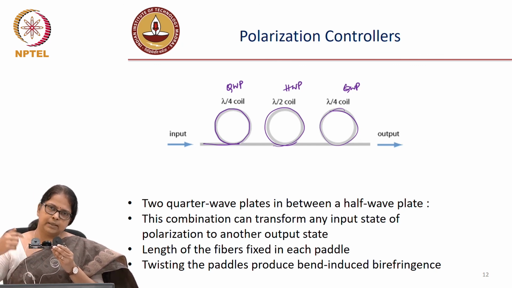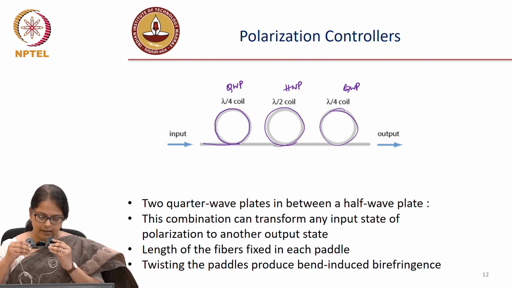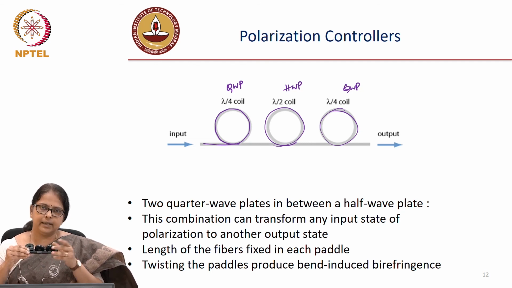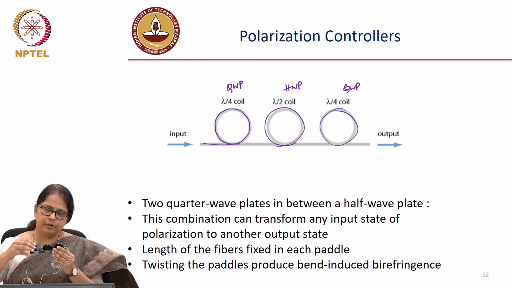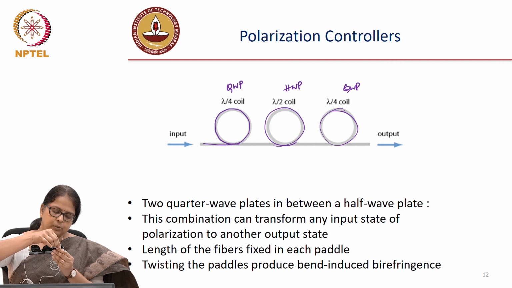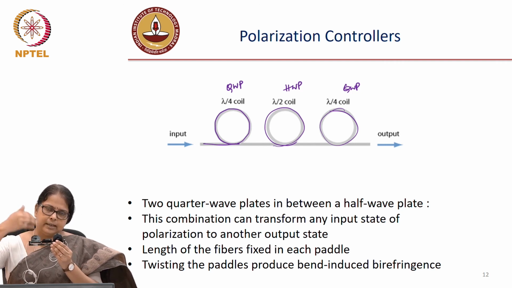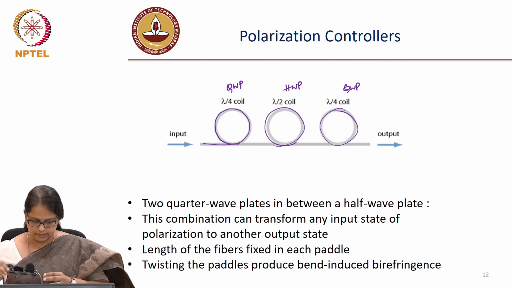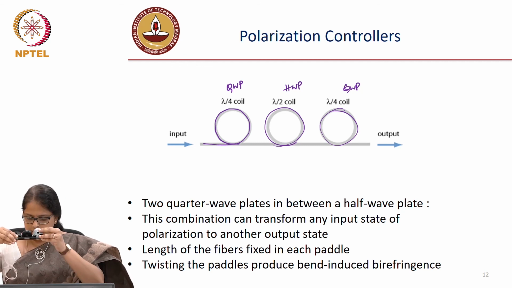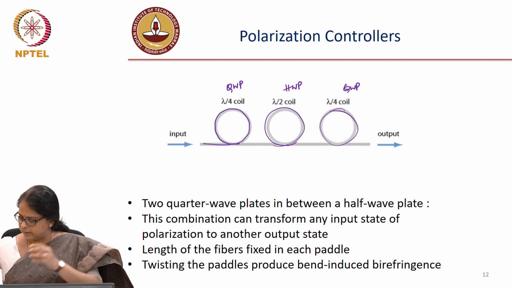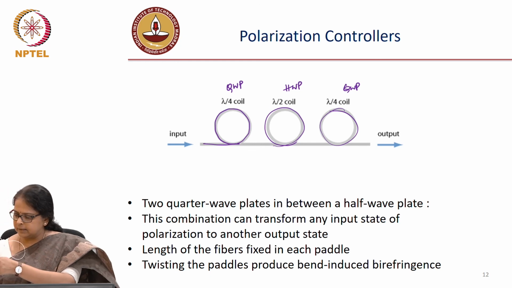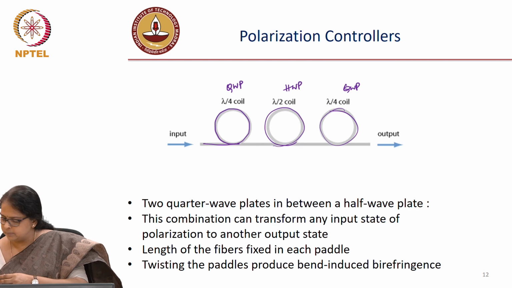There is no marking or dial which says that for this polarization I need to keep it at this position. You will have to twist this polarization controller systematically to get a desired polarization state. So twisting these paddles produces bend induced birefringence, and that can give you the desired polarization output.